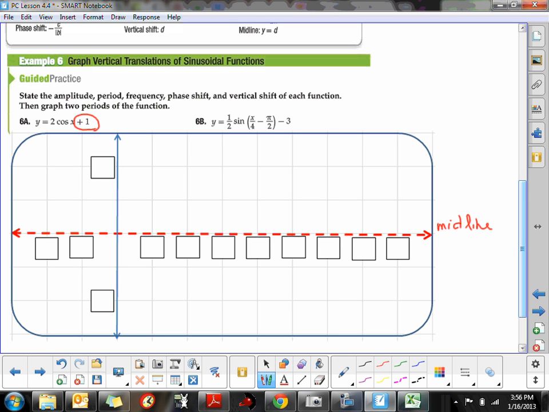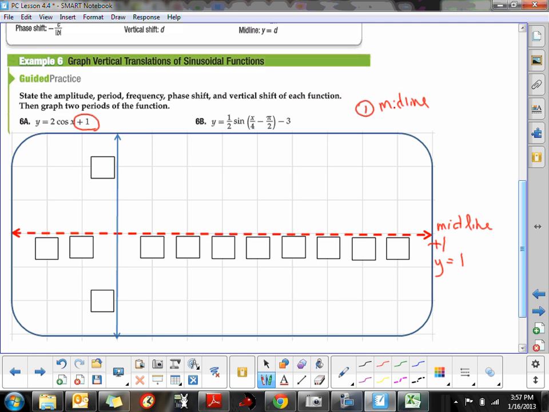So there's a sequence of events that I go through in order to graph all these. The first thing I always do is establish the midline. So the midline, in this case, is going to be at a positive 1. We're going to slide our entire graph up 1, so the equation of this line is y equals 1.